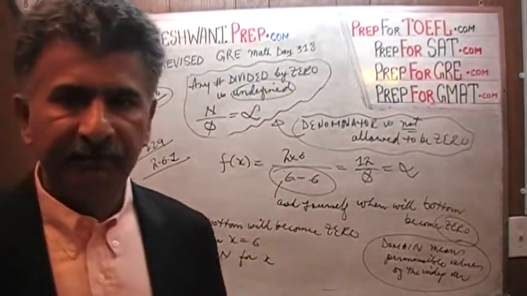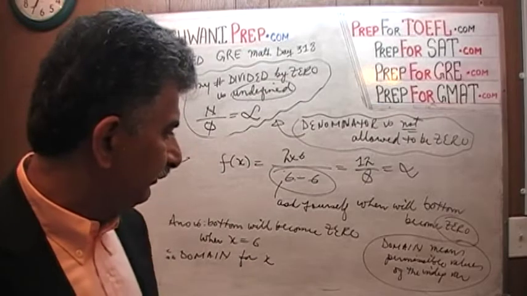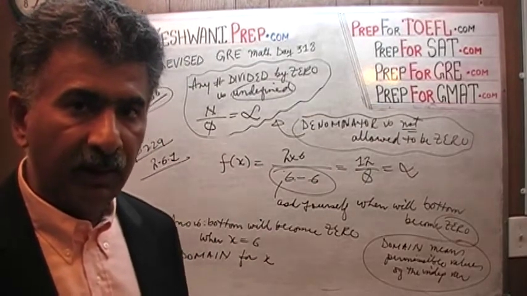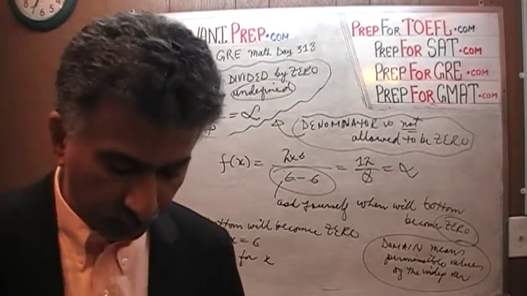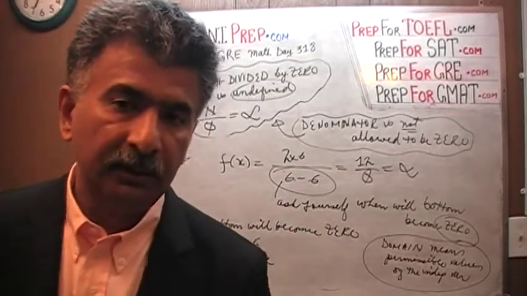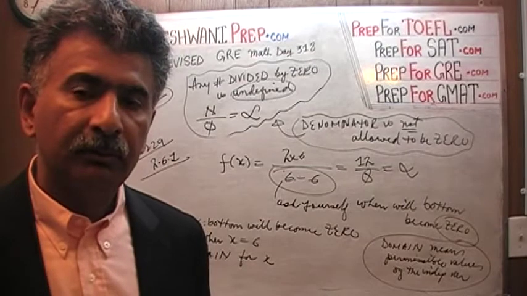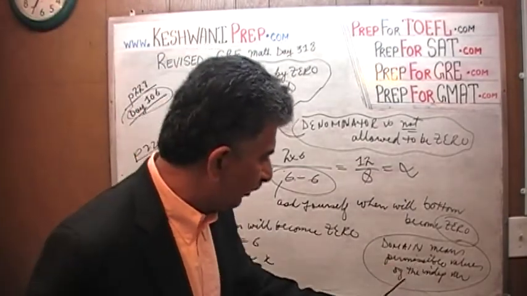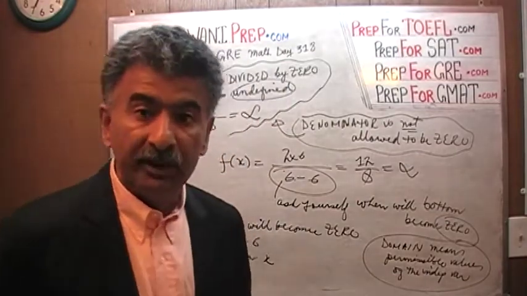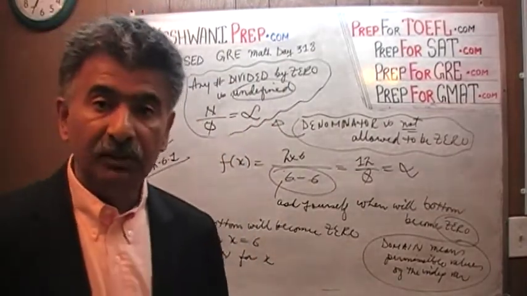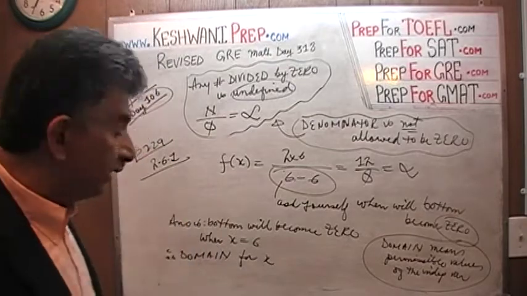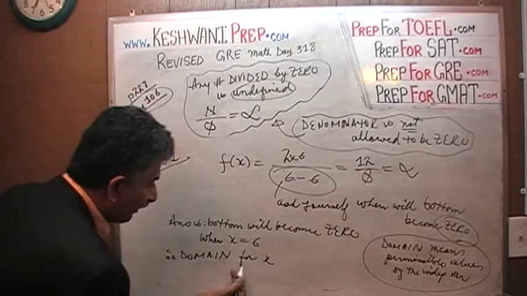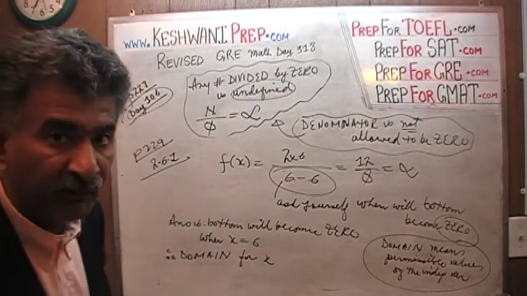Again, don't worry about the fact that permissible is probably misspelled and the handwriting is atrocious, because I always read whatever I write to you, so you have no right to complain that the handwriting is illegible. Domain means permissible values of the independent variable, and here the independent variable is x. Therefore this part is redundant. I don't have to say domain for x, because there is no such thing as a domain for y.